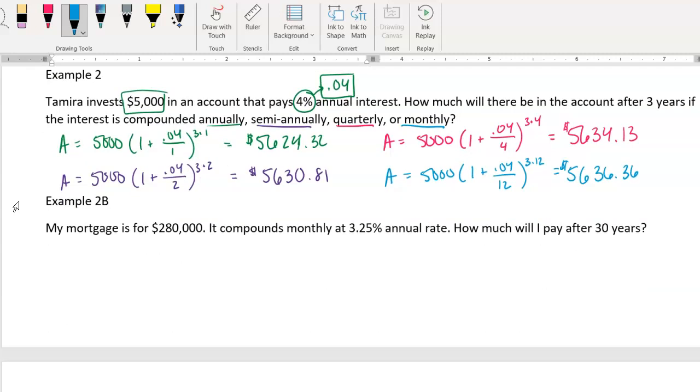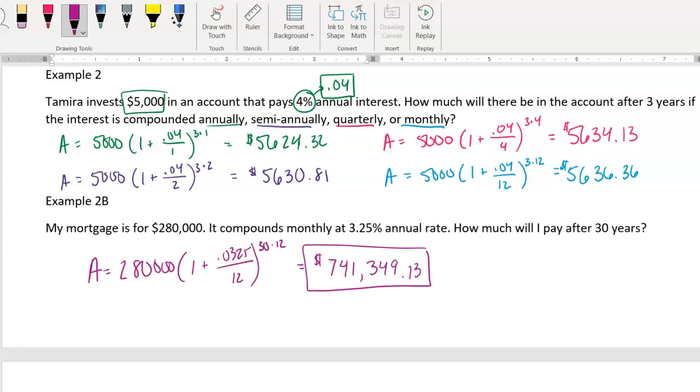All right, let's look at this next one. So I want you guys to try setting this one up on your own using the fact that this time the mortgage is $280,000. It compounds monthly. So we're only going to do it once this time at a 3.25% annual rate. So we have to change that 3.25% to a decimal. How much will I pay after 30 years? And so your time would be 30. So I want you guys to set this one up and see what you get as your answer.